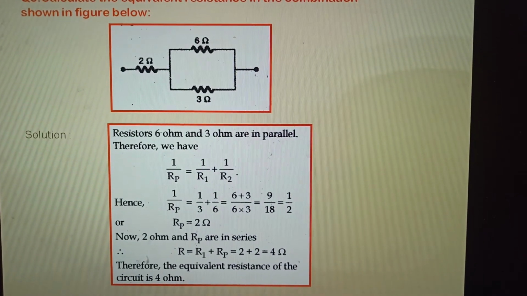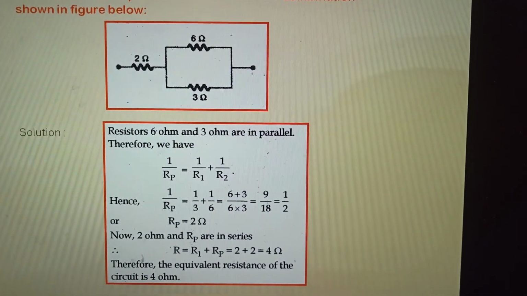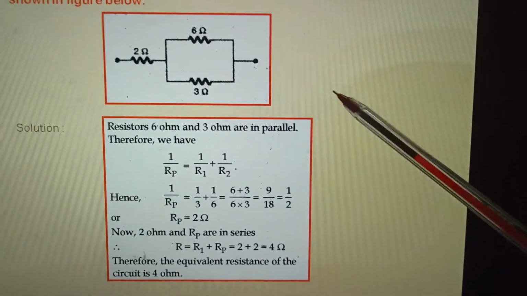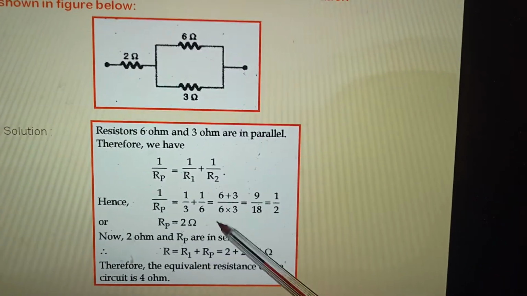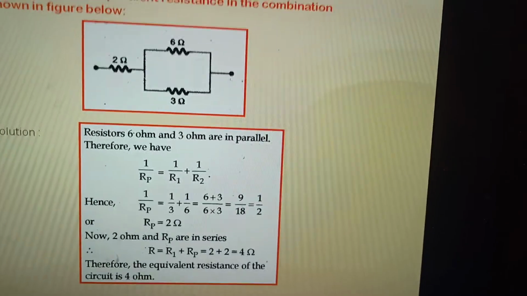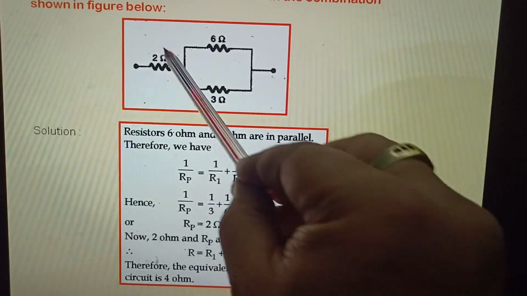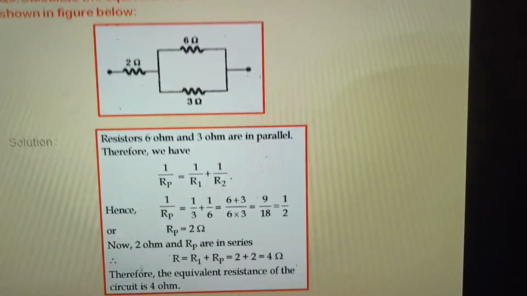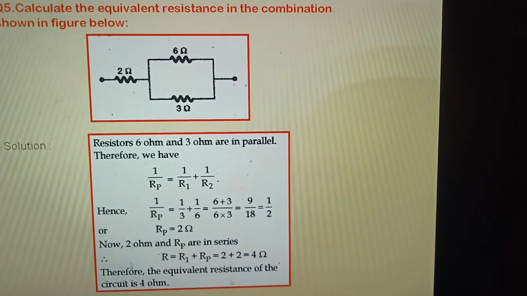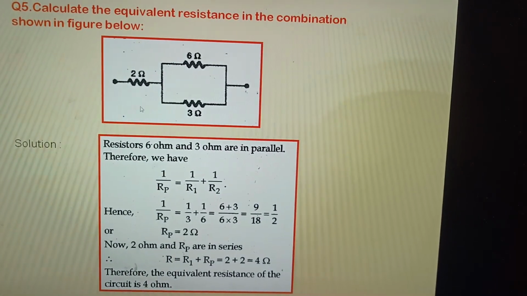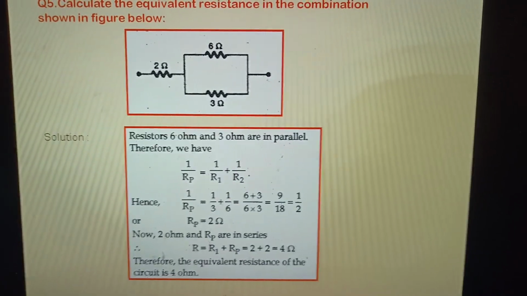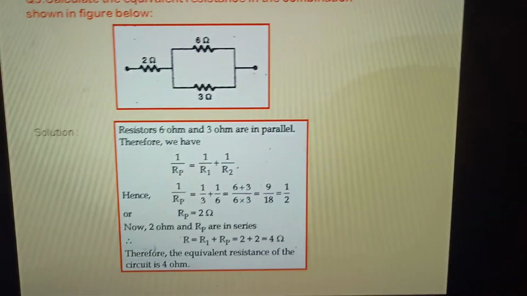Now the resistance of these two is 2 ohm, and this circuit is in series with the other circuit. You can see that this circuit is in the series combination with that circuit. So we write it as 2 ohm plus 2 ohm, which is equal to 4 ohm. Overall the equivalent resistance is 4 ohm. So we can calculate like this.